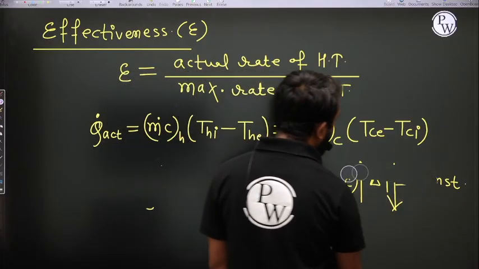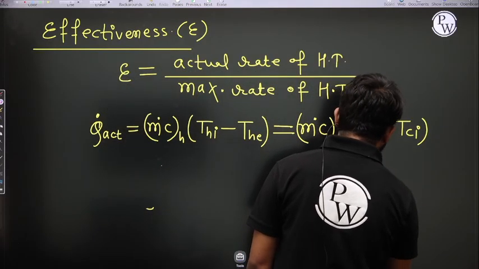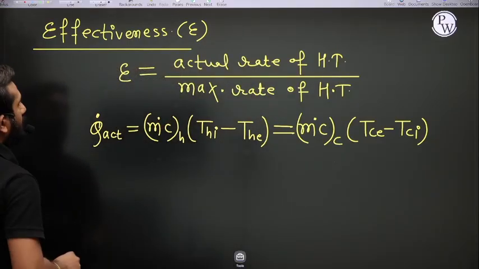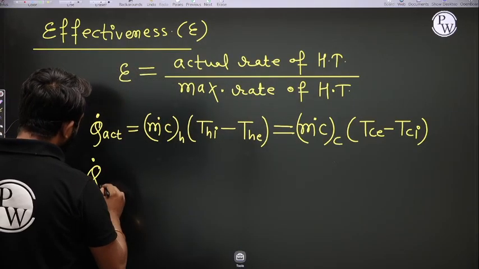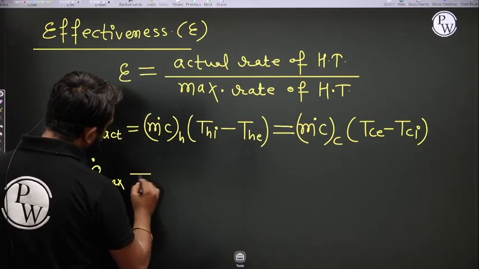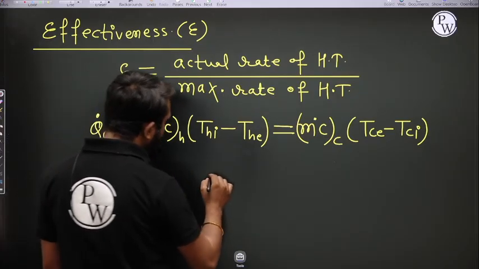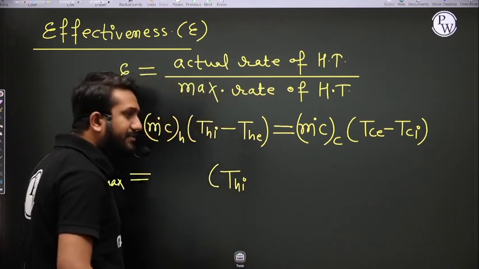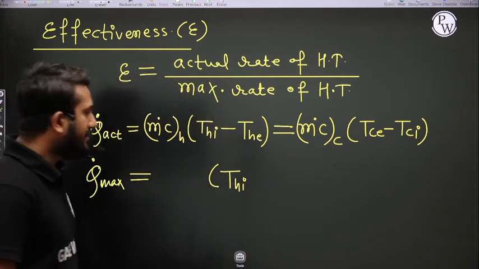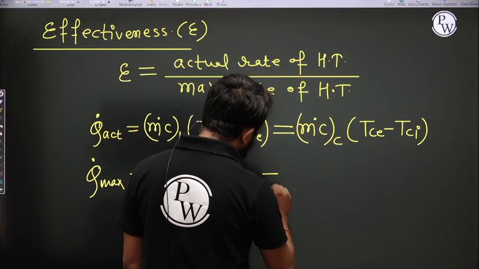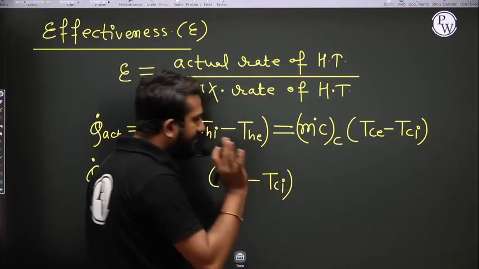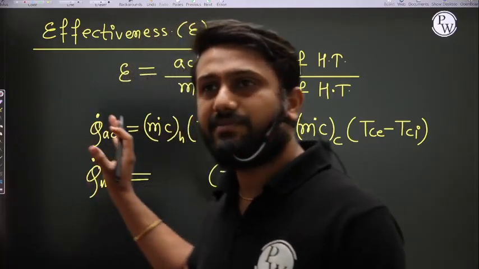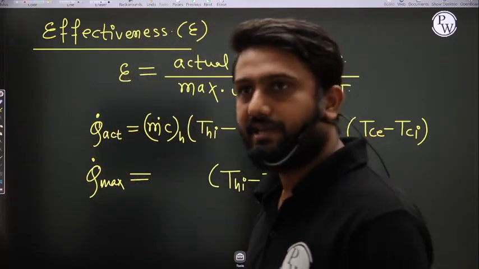Okay. Now see, this is the actual rate of heat transfer. Now come to the maximum rate of heat transfer. What is the maximum rate of heat transfer? See, it depends on the maximum temperature difference in the heat exchanger. What is the maximum temperature difference in the heat exchanger? That is hot fluid inlet temperature minus cold fluid inlet temperature. In a particular heat exchanger, this is the maximum temperature difference, THI minus TCI.